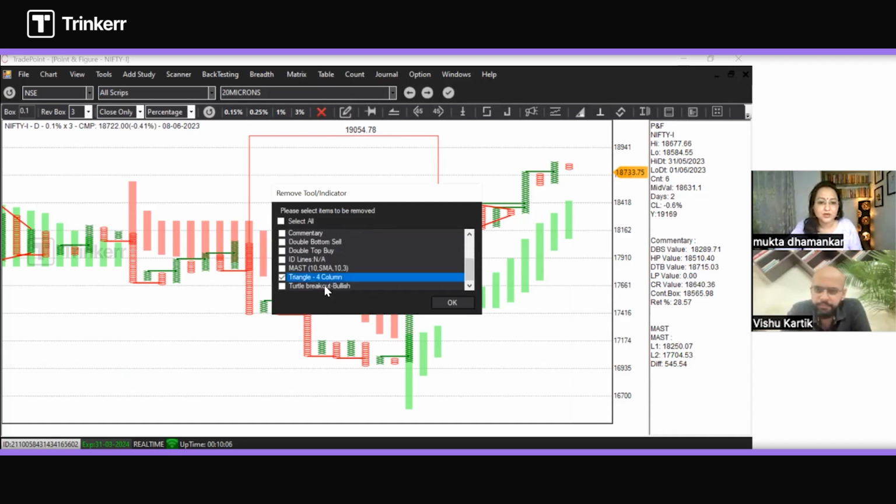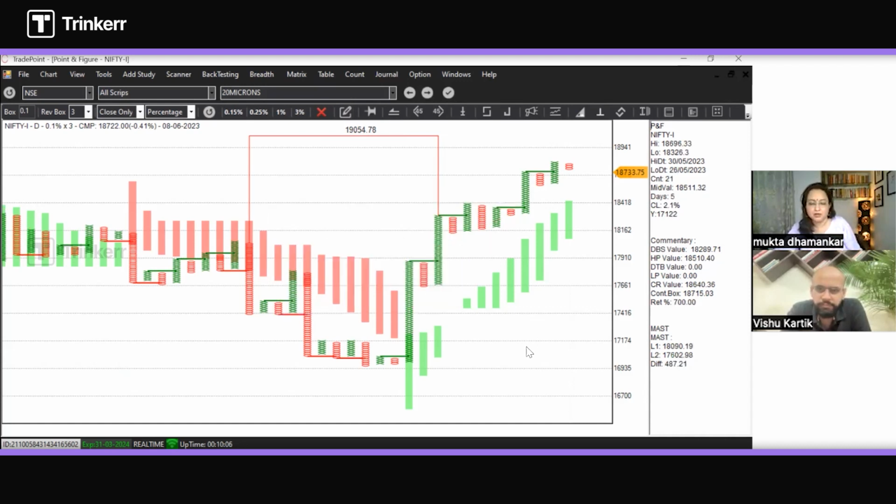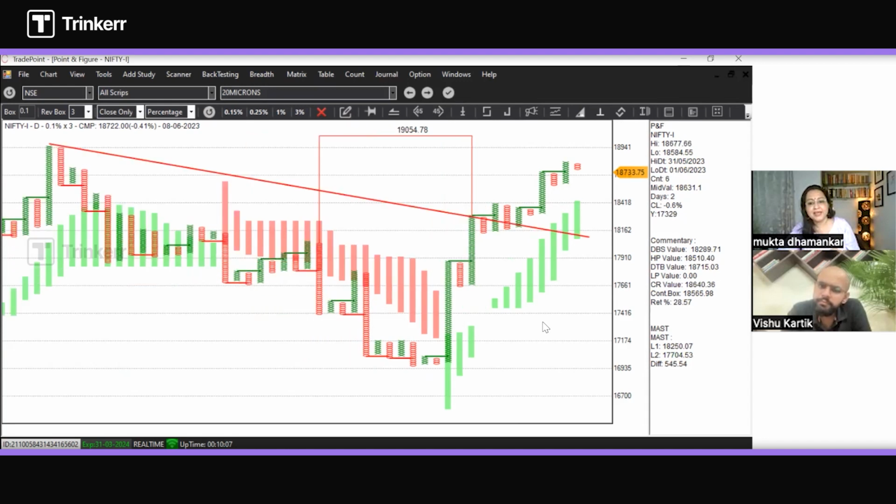Now let's look at something called a pattern. In point and figure, I trade it as a process oriented and objective kind of trading system where I talk about a setup. For a setup, I have 2 rules. I have to identify the trend and I have to identify the pattern. Identification of trend happens with the help of an indicator called the MUST indicator. These green broad lines which you can see below the price are called the MUST indicator.